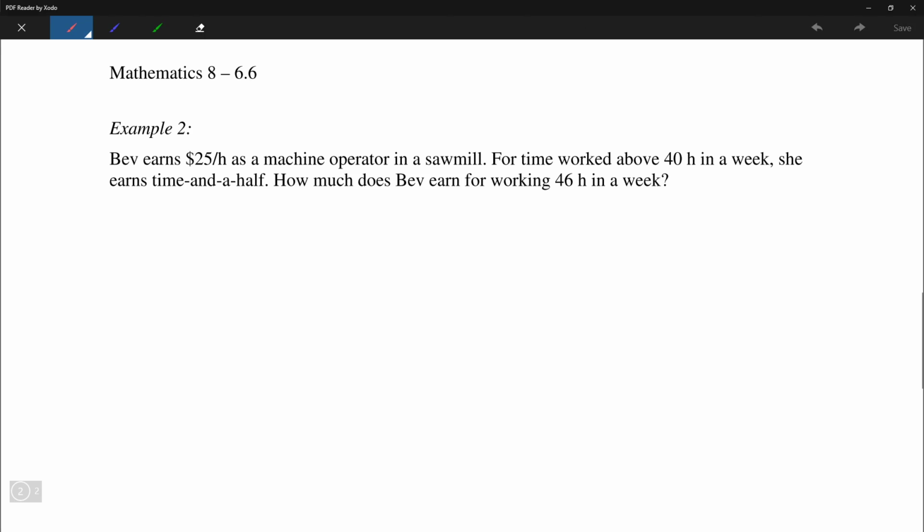So, hours over 40 is equal to 6 hours. So one way to write out the equation for Beth's pay is to have the following: 40 hours at $25 an hour plus 6 hours at $25 per hour times, of course, time and a half means we multiply by 1 and 1/2. So this looks to be an order of operations question.